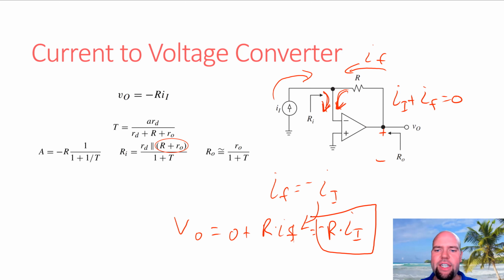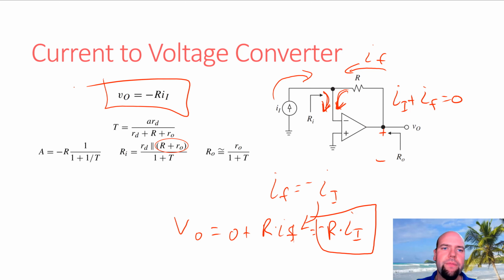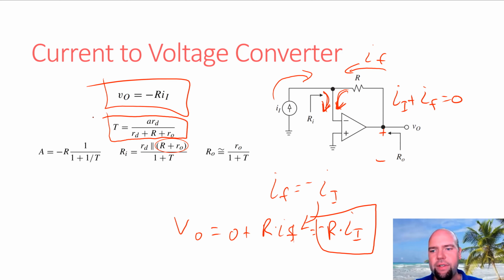So our output voltage is negative R times this input current. Fairly straightforward. If we want to do a more complicated analysis of this circuit, a couple things to note. If we wanted to do a loop gain analysis, or a return ratio analysis, this is our return ratio for this circuit.